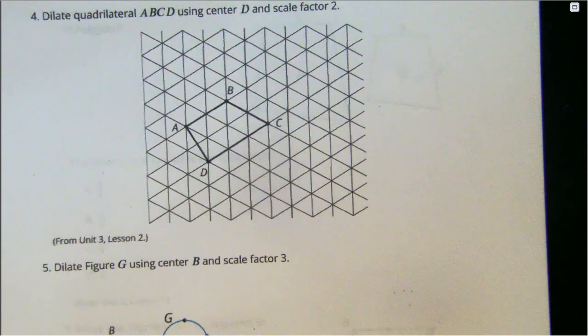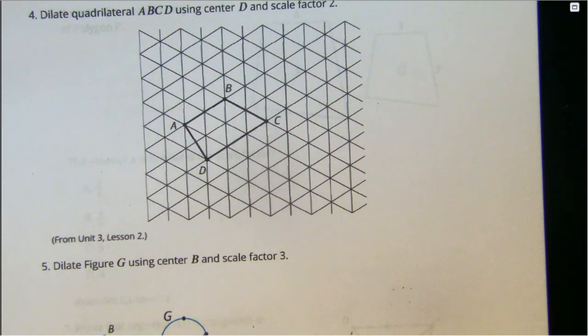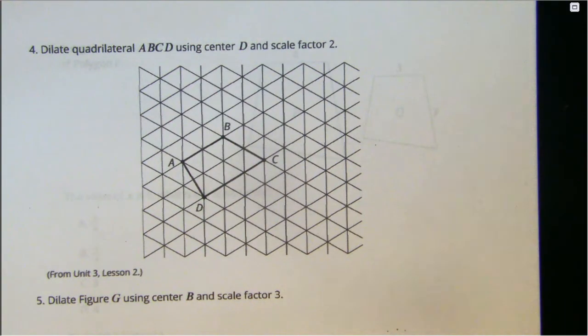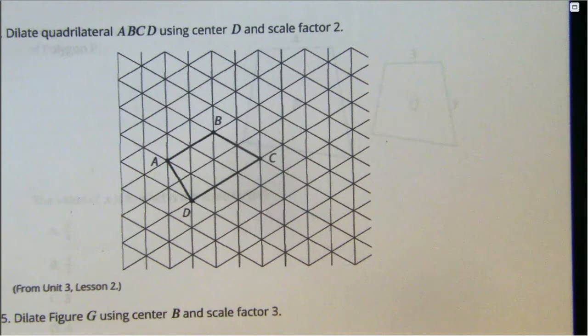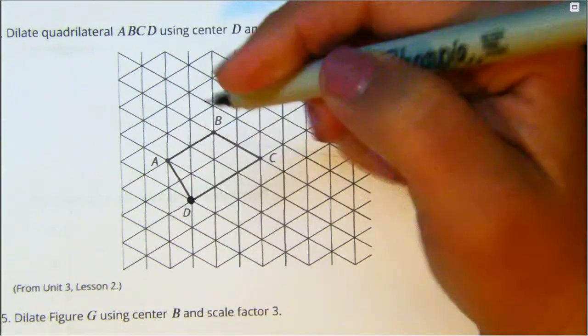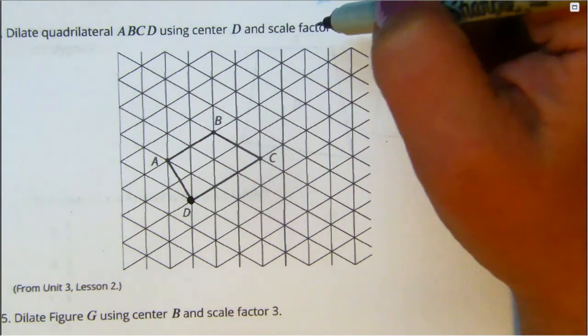Uh-oh, I need a ruler. Dilate quadrilateral ABC using center D and scale factor 2. So this isometric paper is very nice. Here's my center. And I'm just going to dilate by a scale factor of 2.